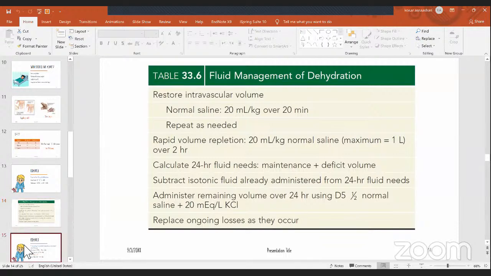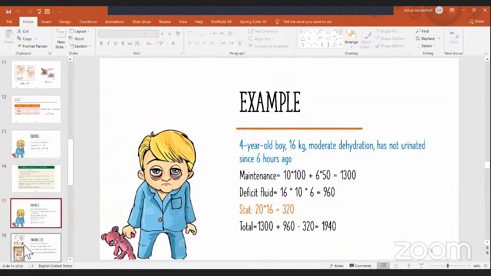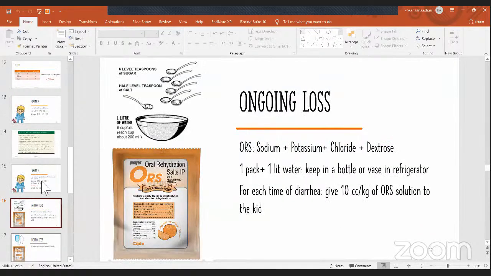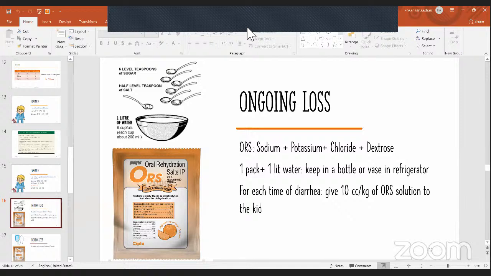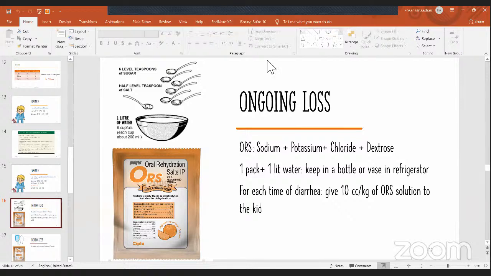So if we calculate the maintenance and the deficit fluid that the patient needs, and if we administer the stat in the first 30 minutes, we should subtract the stat from the total maintenance and deficit to calculate the rest of the fluid that we need to administer in the rest of the day. Then we talked about ongoing loss. No, we didn't talk about ongoing loss, right? We talked up until ongoing loss. So if you have any questions up to here, please ask me, and then we can continue the class.